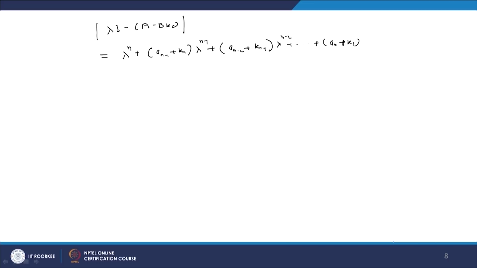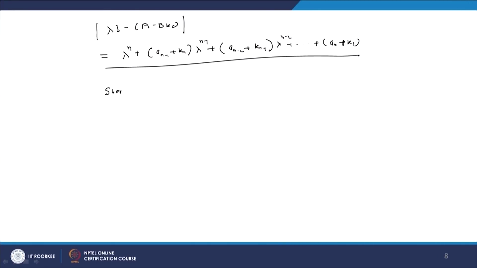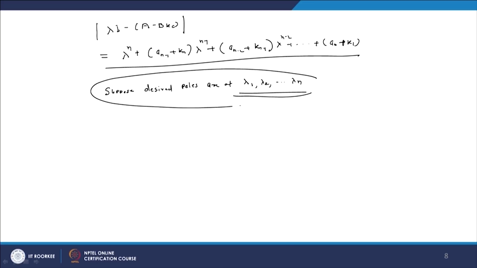Now, here this is the equation we want, and we know the original system matrix A, but these K1, K2, up to Kn we do not know. So, we need to calculate them, then how to get them? In this case we have to decide where we want to place the poles. So, we assume that the poles which are required to be placed, the desired poles, are at say lambda 1, lambda 2, up to lambda n. These are my desired poles. They can be placed anywhere in the S plane, so they can have any values, but these are my poles. Now, based on the desired poles, we can also obtain the characteristic equation.